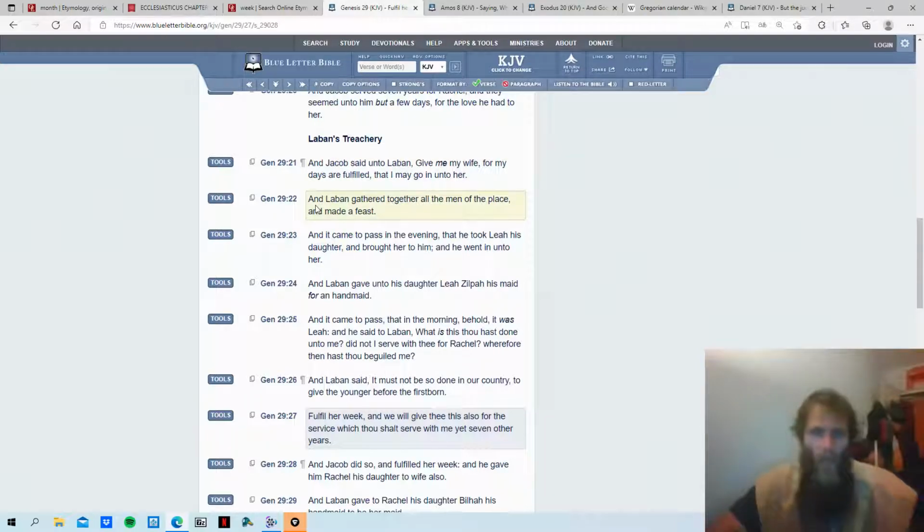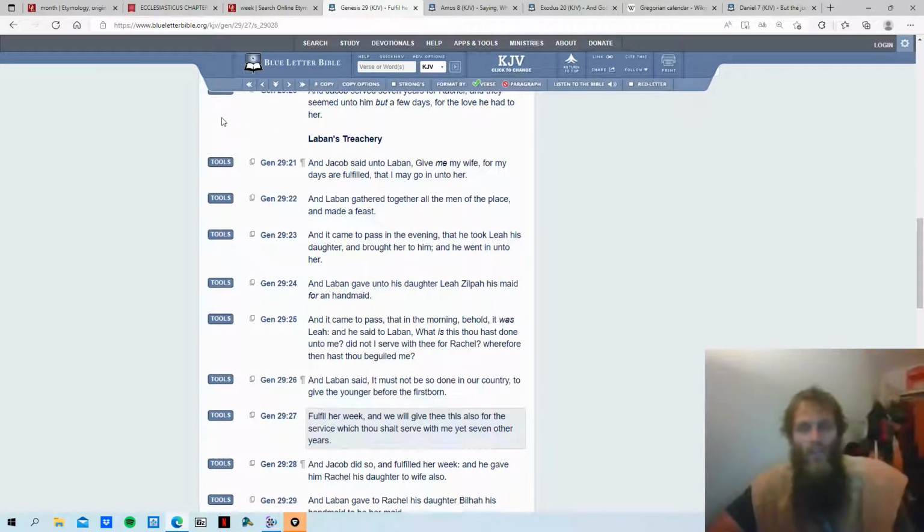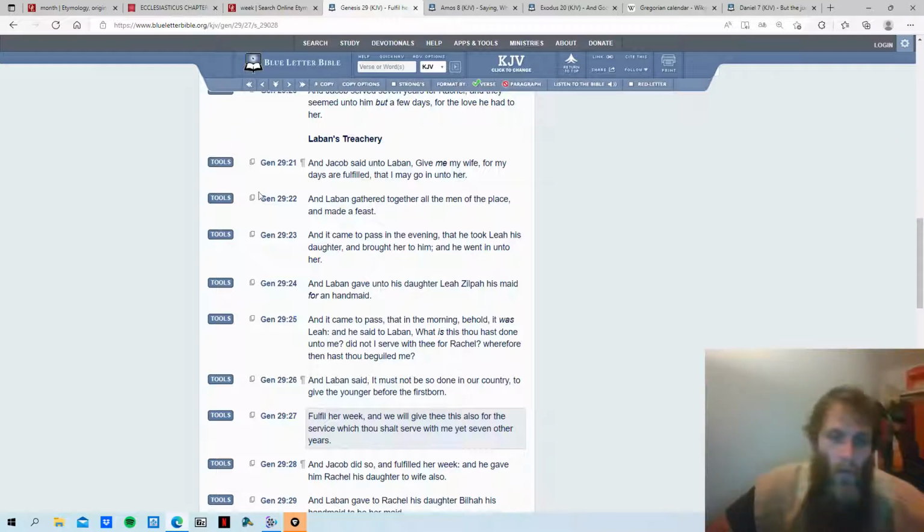And Laban gathered together all the men of the place and made a feast. And it came to pass in the evening that he took Leah his daughter and brought her to him, and he went in unto her. So after the feast came, instead of Rachel, he gave her Leah and he had sex with her. And we understand through the scriptures that sex is marriage. So now he has Leah as his wife. And Laban basically schemed him like that, because he worked for Rachel, but he was given Leah.